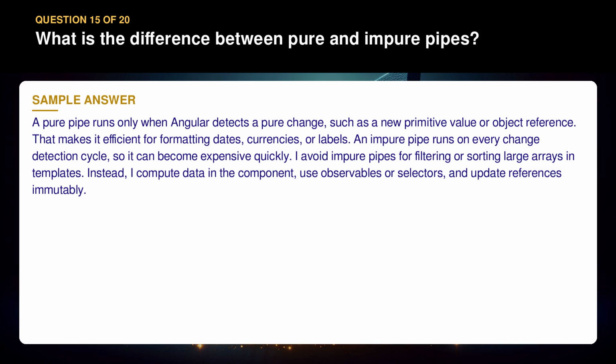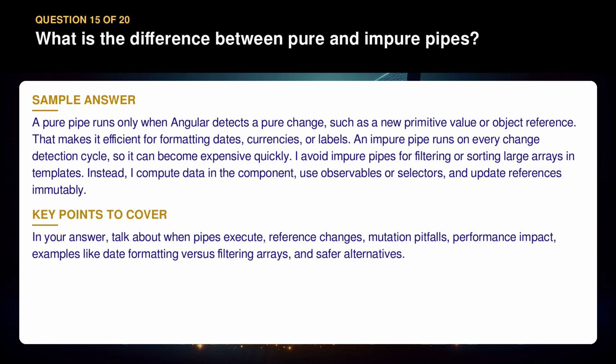I avoid impure pipes for filtering or sorting large arrays in templates. Instead, I compute data in the component, use observables or selectors, and update references immutably. In your answer, talk about when pipes execute, reference changes, mutation pitfalls, performance impact, examples like date formatting versus filtering arrays, and safer alternatives.